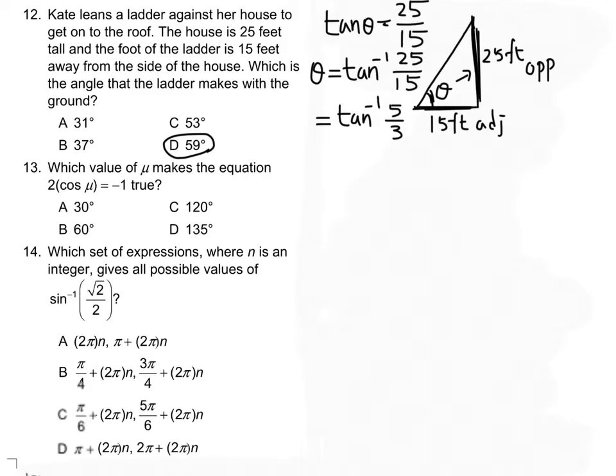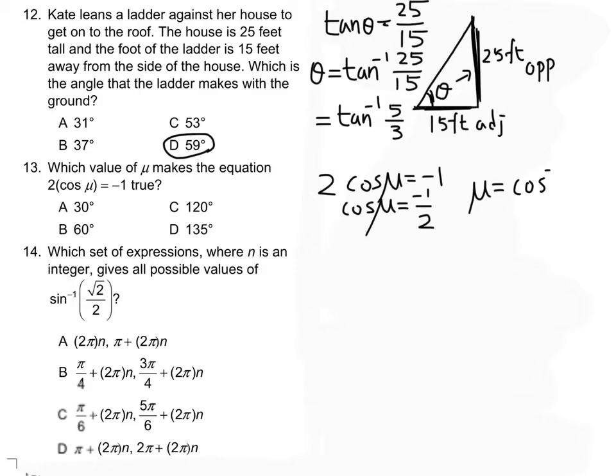Number 13, which value of mu makes the equation 2 cosine mu equals -1 true? 2 cosine mu equals -1. So I'm going to divide both sides by 2, which gives -1/2. Cosine mu equals -1/2. So when will your cosine have a -1/2 value?